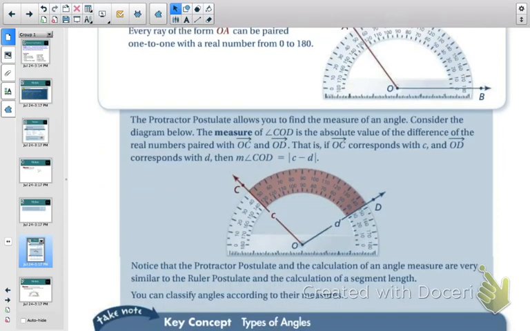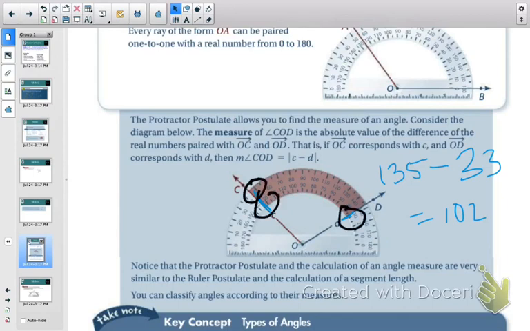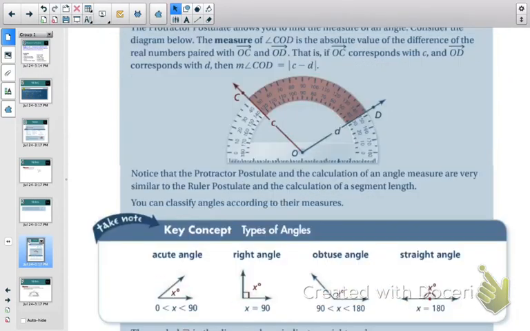Consider the diagram below. The measure of angle COD is the absolute value of the difference of the real numbers paired with OC and OD. So if we take OC, that's about 135, if you look at the small one here. So we can say this is 135 minus, D crosses at, I don't know, like 33 or something? 33. So that measure would be about 102. Okay, we're just estimating because I can't really tell what that is exactly. But notice I looked at both of the lower numbers here. You could also look at both of the higher numbers up here. But make sure you're doing the same thing when you're using a protractor. Both the lower ones or both the higher ones, and you're subtracting.